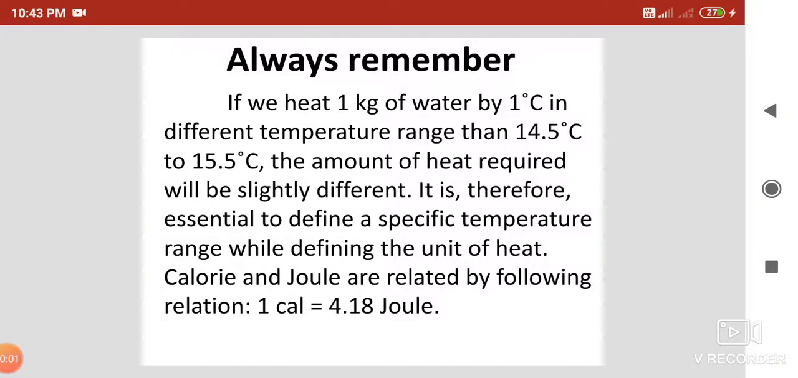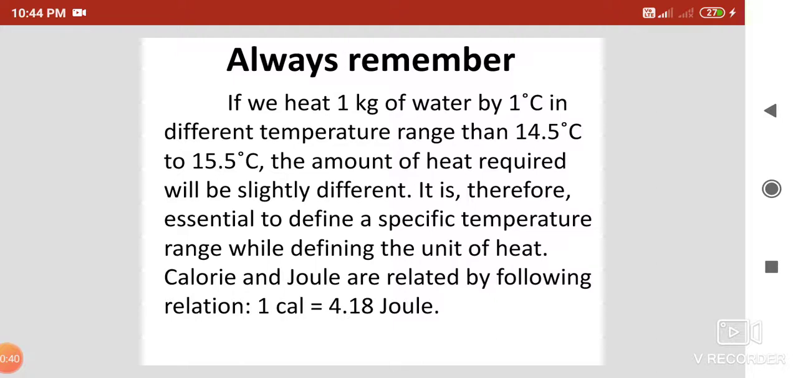Hello students, in the last video we discussed the units of heat. In the SI system the unit of heat is joule, and in the CGS system the unit of heat is calorie. We explained that the amount of heat required to raise the temperature of 1 gram of water by 1 degree Celsius, from 14.5 to 15.5 degrees Celsius, is called 1 calorie.